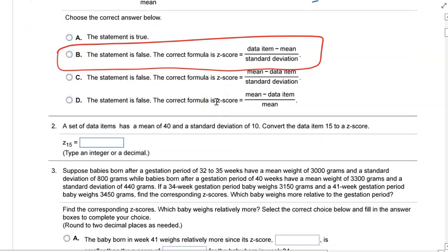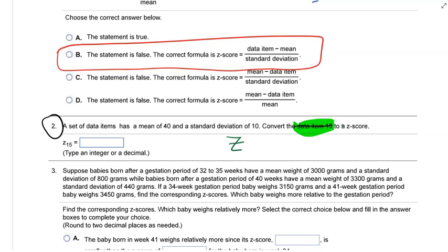Question number 2. A set of data items has a mean of 40 and a standard deviation of 10. Okay, they are given the mean and standard deviation. Convert the data item 15. Here 15 is the data item. Convert 15 to a z-score. In other words, what is the z-score for 15? That's what I'm looking for.